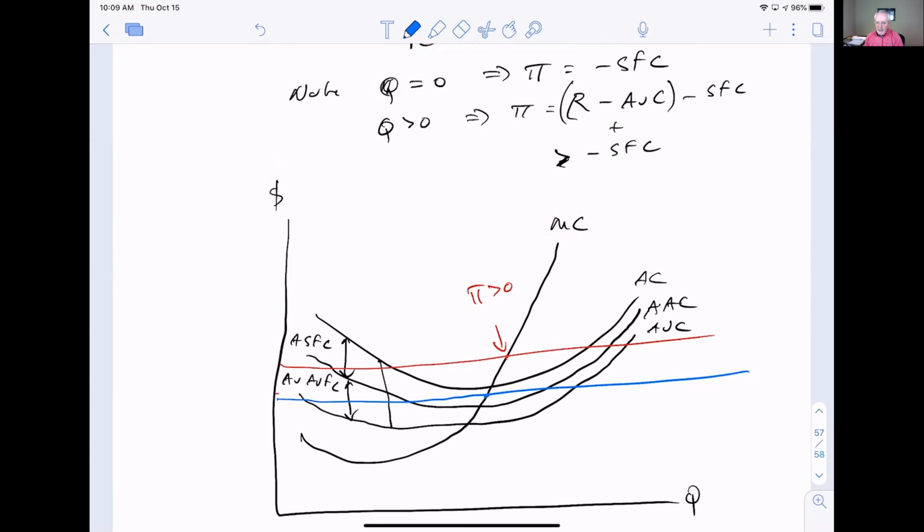At this point right here, we have negative profits. So at that point, pi is negative. But price is greater than average avoidable cost, so the firm will still operate. It's able to cover its avoidable costs.